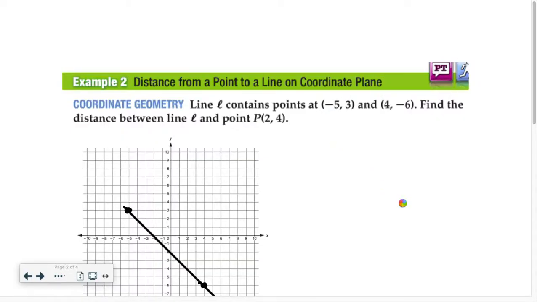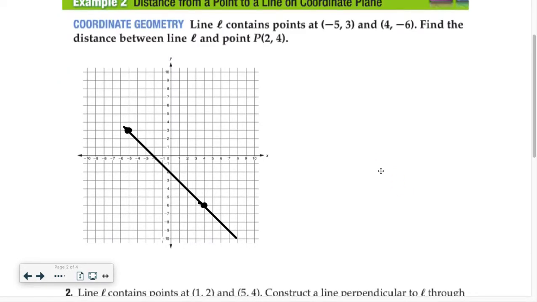Alright, get out the line tool here. So there's line L. Find the distance between L and the point P, which is at 2, 4. So here is point P at 2, 4.